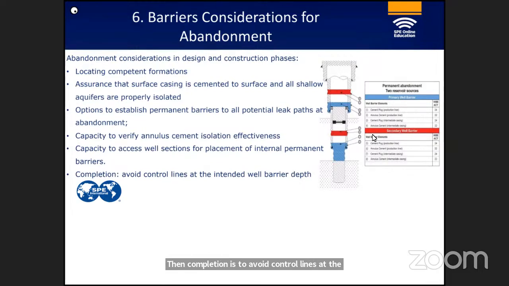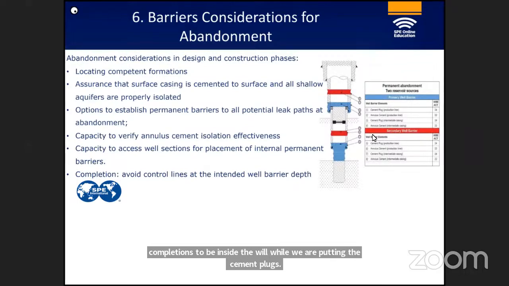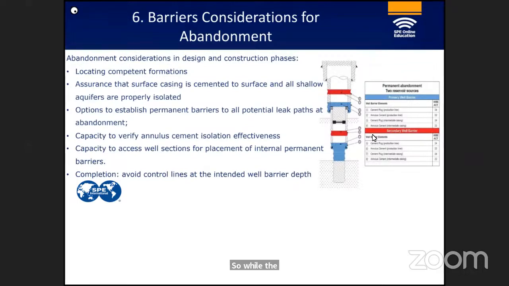When we are setting a cement plug with completion in place, this picture shows that the completion has been removed, but in certain cases we may allow the completions to be inside the well while we are putting the cement plugs. While the completion or the tubing string is inside the hole, inside the casing, we have to ensure that we do not have any control lines, because that becomes the leaking point or the leak path for the hydrocarbon to migrate to the surface.